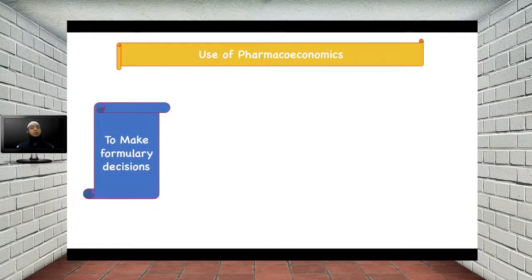So the first use is to make a formulary decision. Now if you know that the price of a drug is high and the benefit given by that drug is less, right? And another drug is available at a lower price with equivalent benefit to the earlier drug, the physician can take a formulary decision, and instead of prescribing the earlier drug, he will prescribe the second drug, which has the lower price and more benefit as compared to the earlier drug, right? So based on this pharmacoeconomic study, it will help the physician and the regulatory authority to make formulary decisions. So this is the first use of pharmacoeconomics.